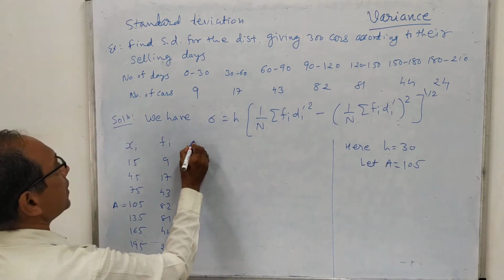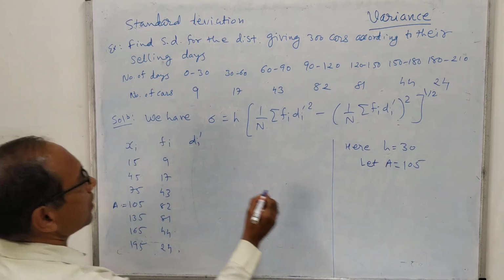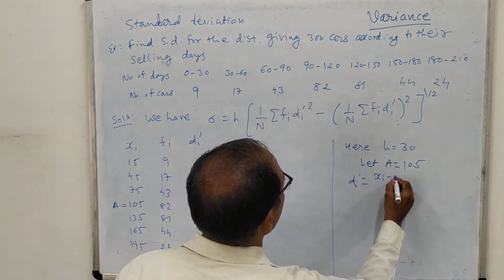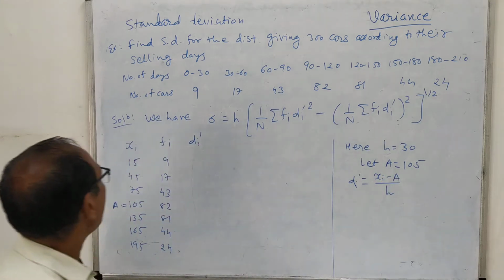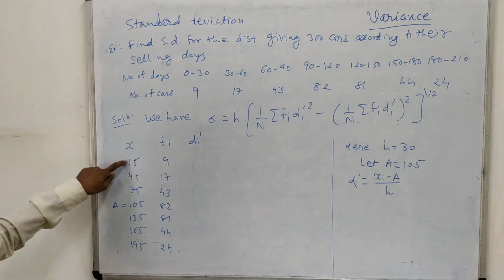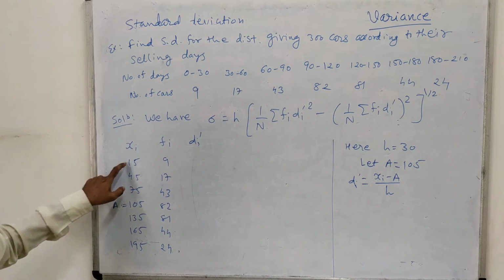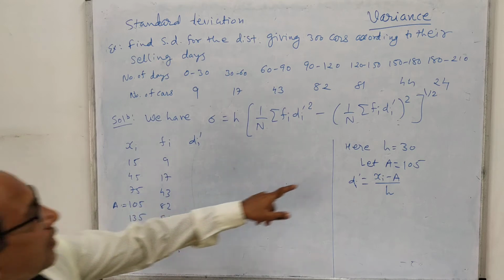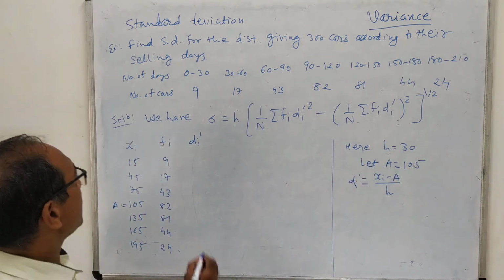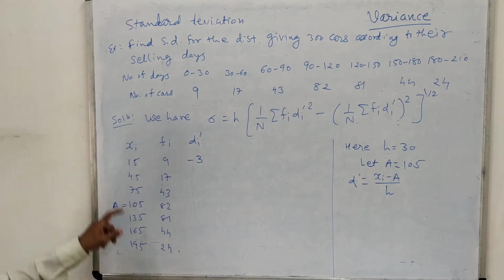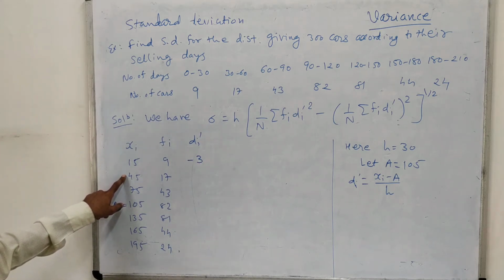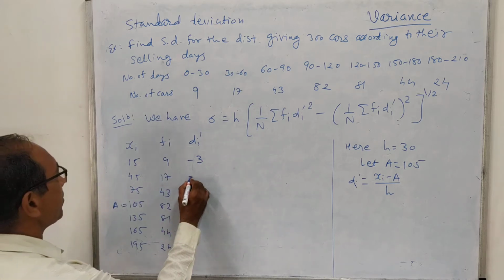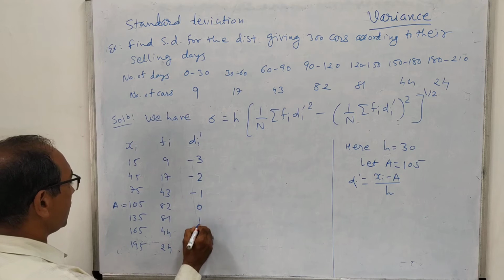So now we have di dash. Di dash is, here I will not write the full formula, only write down di dash, xi minus a upon h. So xi minus a, that is 15 minus 105, it will be minus 90, and minus 90 by h, that means 30, that means we will get minus 3 here. Okay. Similarly, if we subtract 105 from 45 and divide by h, that is 30, then we will get minus 2, minus 1. Here it will get 0, 1, 2 and 3.